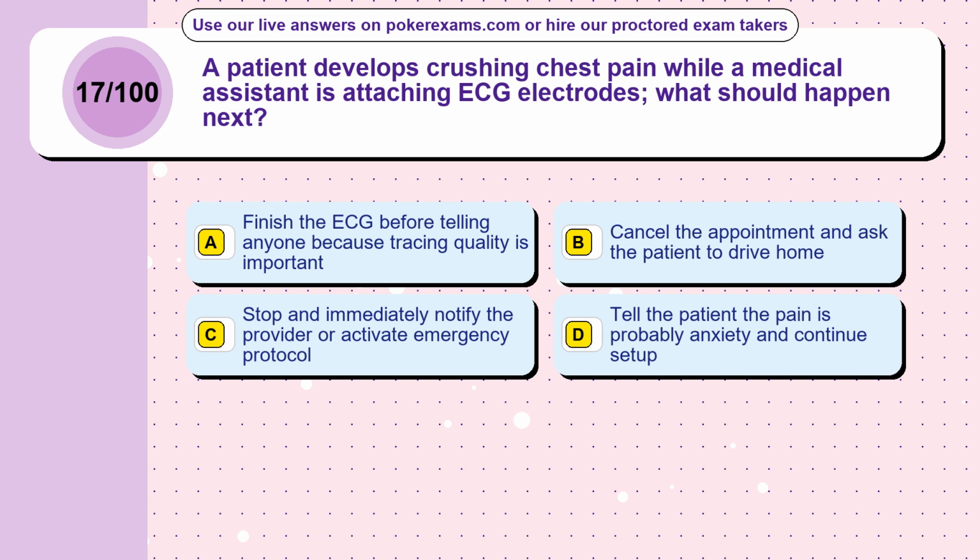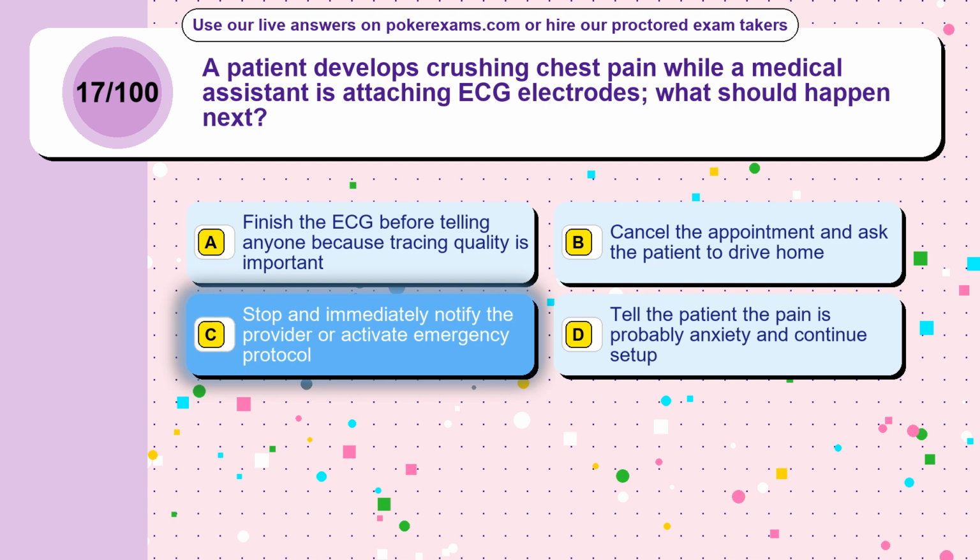Question 17. A patient develops crushing chest pain while a medical assistant is attaching ECG electrodes. What should happen next? Option A. Finish the ECG before telling anyone because tracing quality is important. Option B. Cancel the appointment and ask the patient to drive home. Option C. Stop and immediately notify the provider or activate emergency protocol. Option D. Tell the patient the pain is probably anxiety and continue setup.